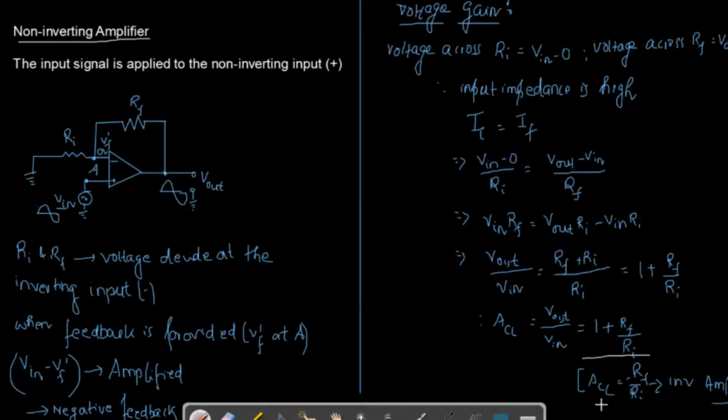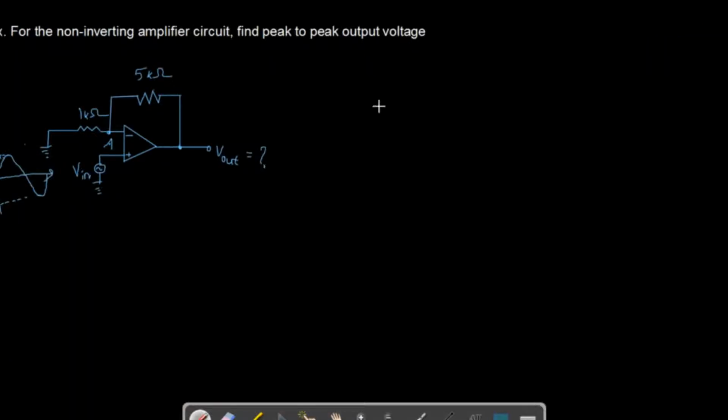We will now look into multi-stage op-amp circuits, and there we need to know the gain of the inverting amplifier and the gain of the non-inverting amplifier, and then combine them to get the total gain. I have given you this question, and although I'm not going to solve it today, I can give you the final answer here. Anyone got the answer? The answer is 12 volts.